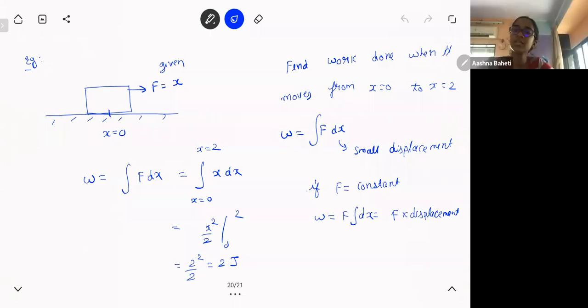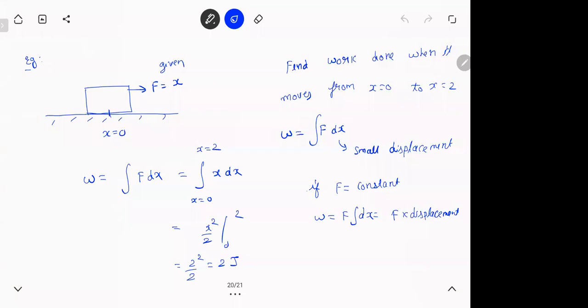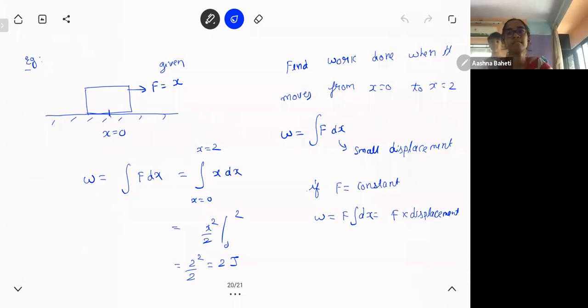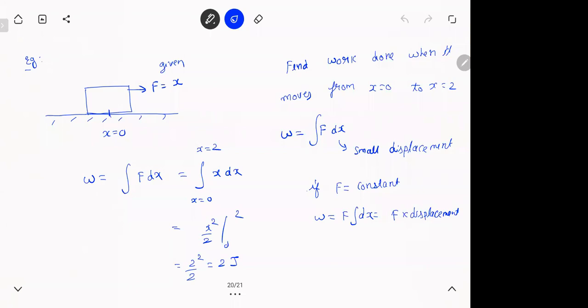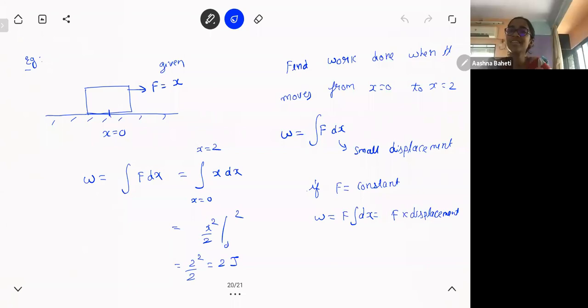Sir, can you explain this one again? Next class again we'll do it. Don't worry. Okay. There is actually nothing there because it is given force is equal to X. It's a question, right? Where are you getting confused? Tell me, but still. Actually, I didn't listen to it because my brother was around.